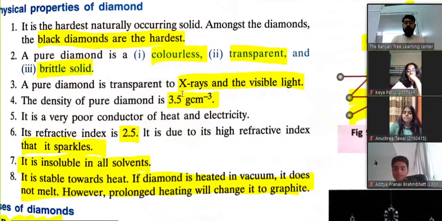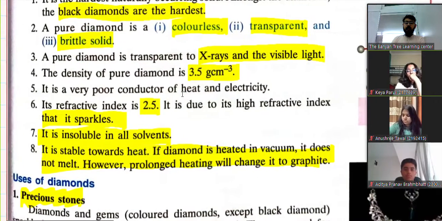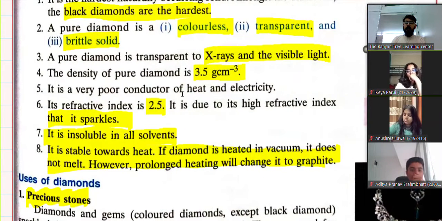So it is the hardest naturally occurring solid. Amongst the diamonds, black diamonds are the hardest. Pure diamond is a colorless, transparent and brittle solid. A pure diamond is transparent to X-rays and visible light. The density of pure diamond is 3.5 gram per centimeter cube. Very high density. Not as high as iron, but yeah, very high.